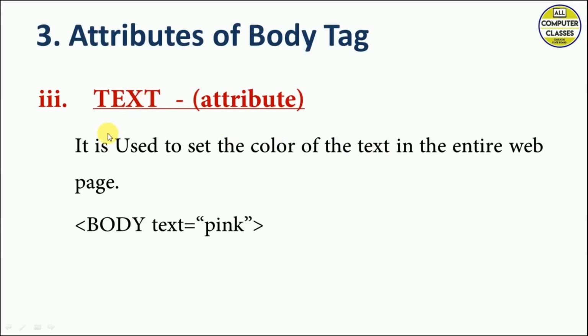The next attribute is text. Text is an attribute. It is used to set the color of the text. So we can set the color of the text. For example, I'll go in the body tag and write text is equal to pink, right? So again it is written in the double quotes.